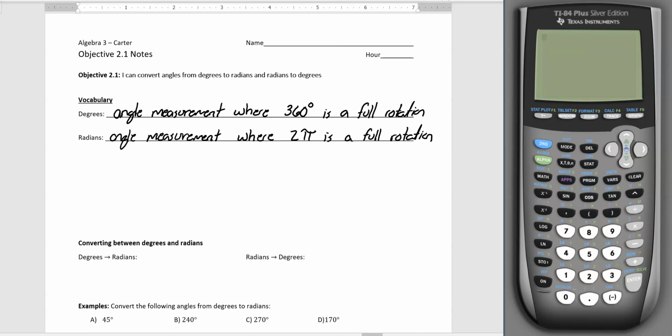So let's discuss a little bit about what this looks like. Let's say we have an angle. If I went a quarter of the way around, something like this, that would be 1/4 of a full rotation. Half would be half of a rotation. 3/4 of a rotation. And then if I make an entire circle, that would be 1 rotation.